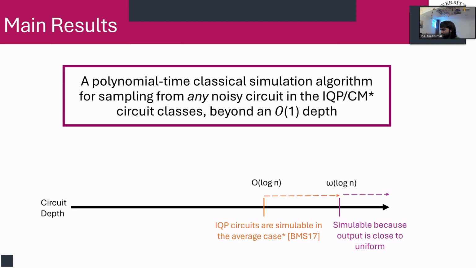And then it's also known, as an example of something true for this restricted circuit class, that IQP circuits are simulatable in the average case. This is true if you have this anti-concentration property; then Bremner, Montanaro, and Shepherd have shown a simulation algorithm. When they proposed it, it was actually a log n depth algorithm. What our results are showing is that you actually have an onset of classical simulatability within these circuit classes at omega(1) depth.